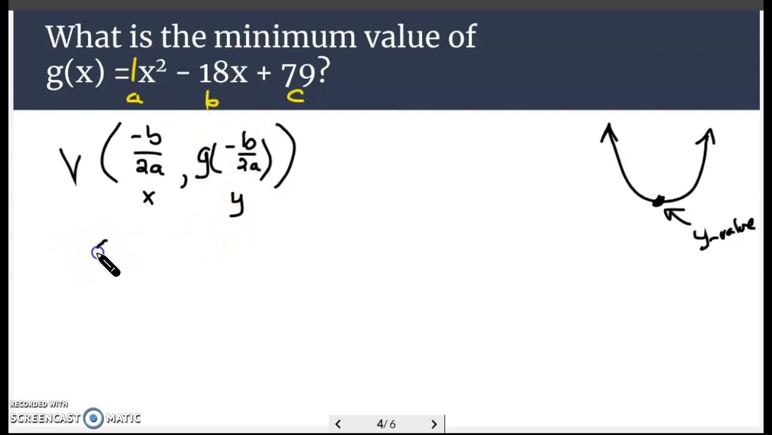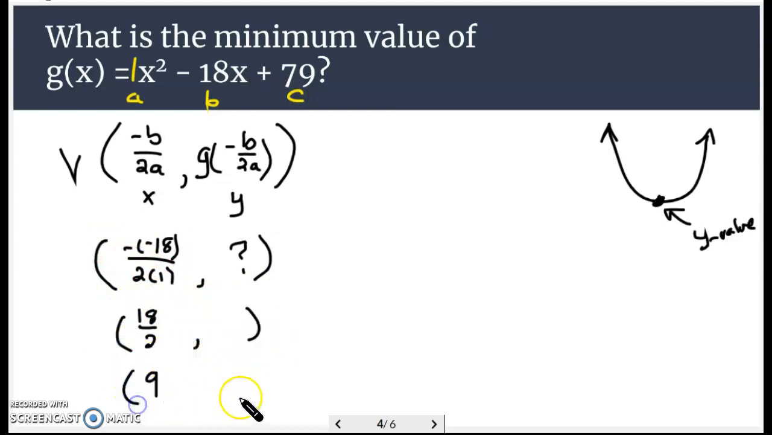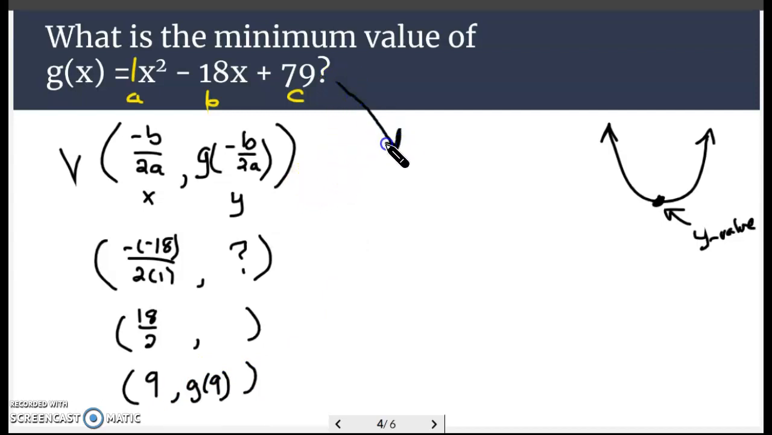So for our vertex here, negative b over 2a, negative 18 over 2 times 1. Negative 18 is positive 18. 2 times 1 is 2. And 18 divided by 2 is 9. Okay, so the x value of the vertex is 9. But what I need to do here is find g of 9. Meaning, I'm going to put 9 into that.